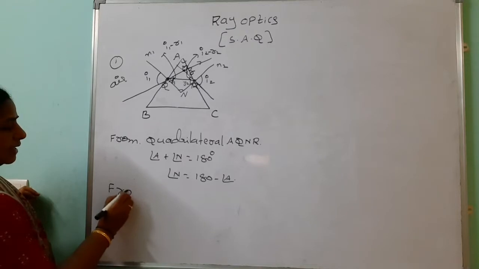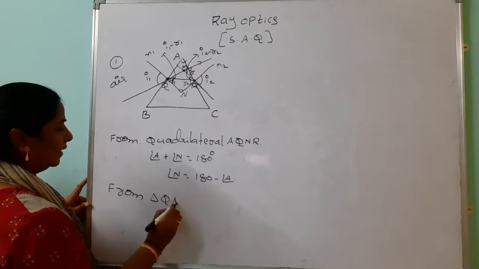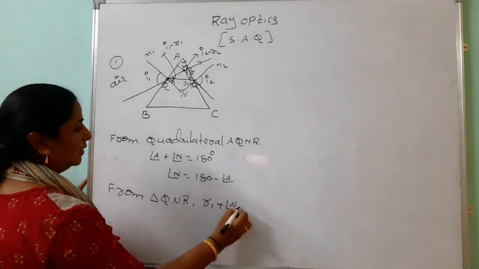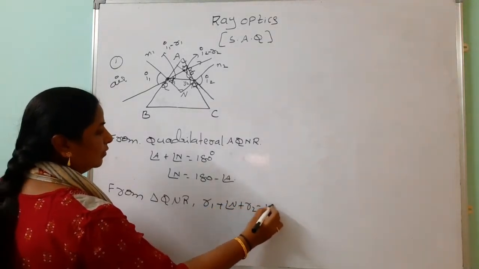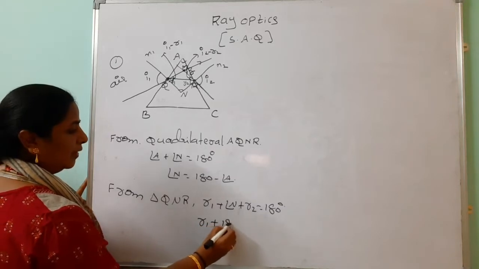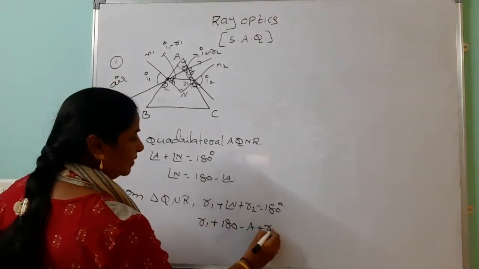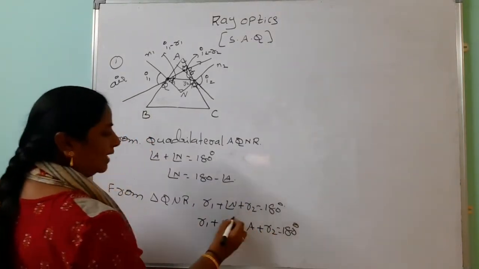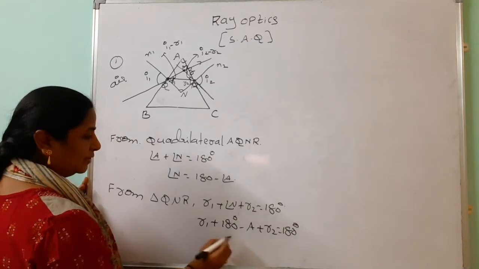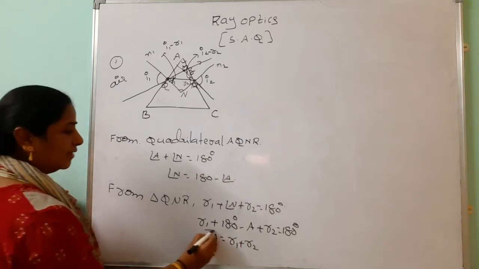And from the triangle, next case, from triangle QNR, what we are writing? R1 plus N plus R2 equals 180 degrees. But already you know that instead of N what we are writing? R1 plus 180 minus angle of the prism, I am taking A only, plus R2 equals 180 degrees. When 180 degrees goes to that side, it is cancelled. So directly I am writing, when A goes to that side, it becomes plus. So A equals R1 plus R2. This is equation number 1.